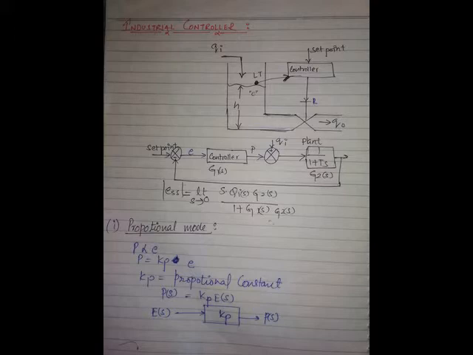Second point, the band of errors where every value of error has a unique value of controller output is known as proportional band.